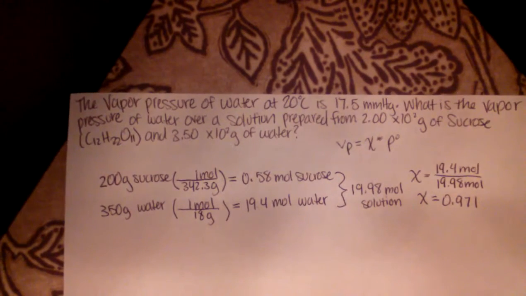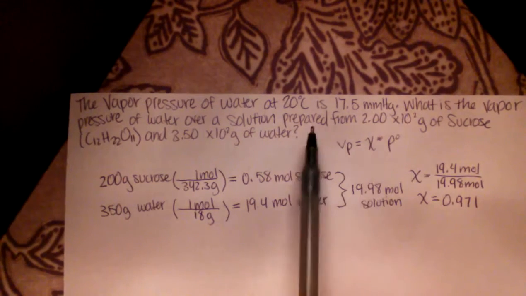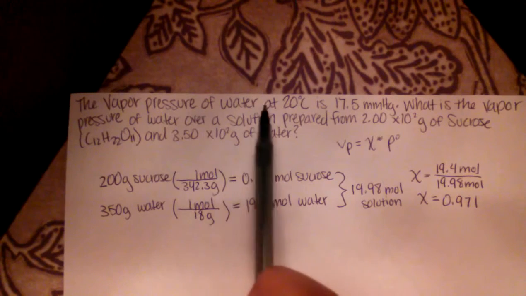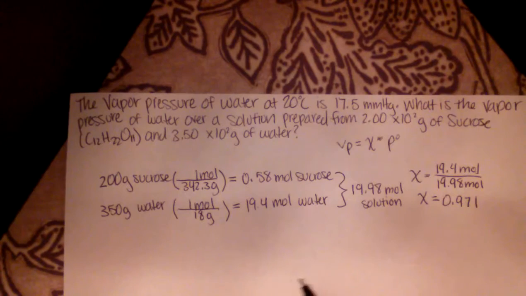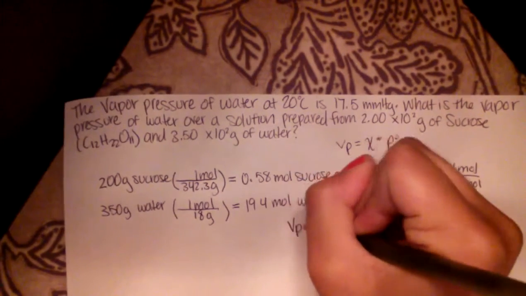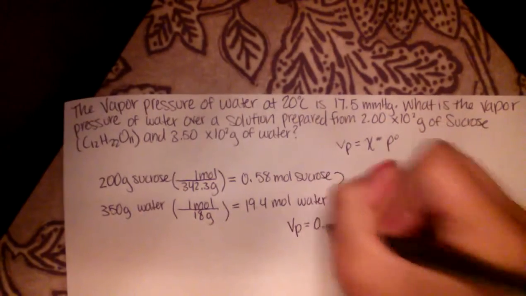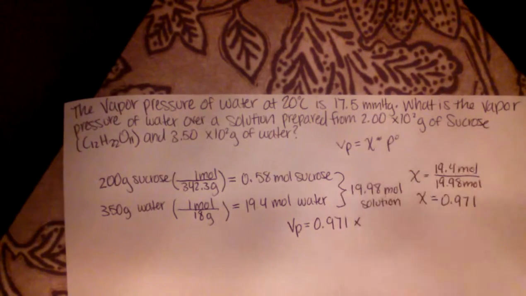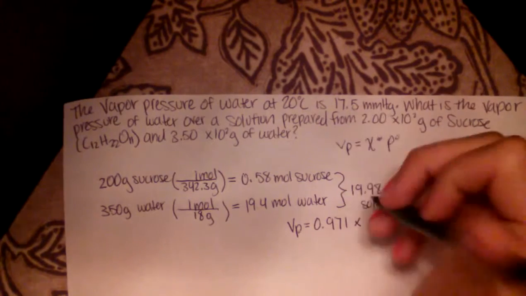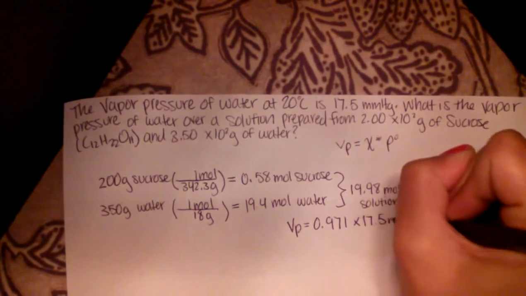So the last thing we need is the vapor pressure of the pure solvent, which they actually give you in the question. It states it right here. The vapor pressure of water at 20 degrees Celsius is 17.5. So they give you that value right there. So you just plug it in. So the vapor pressure is equal to your mole fraction, which we've calculated, 0.971, times the vapor pressure of the pure solvent, which they gave you as 17.5.